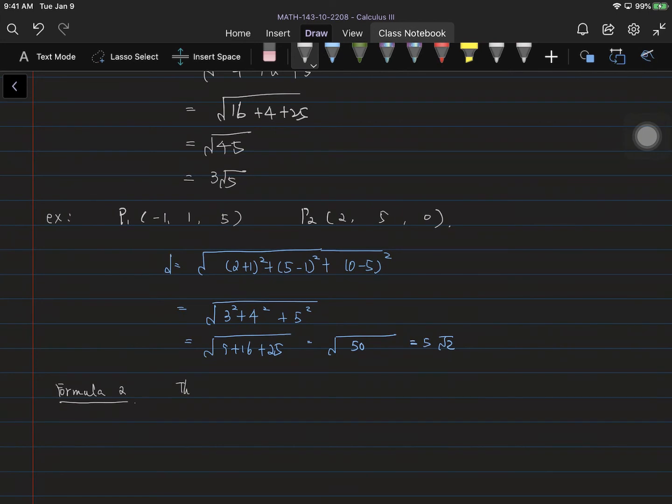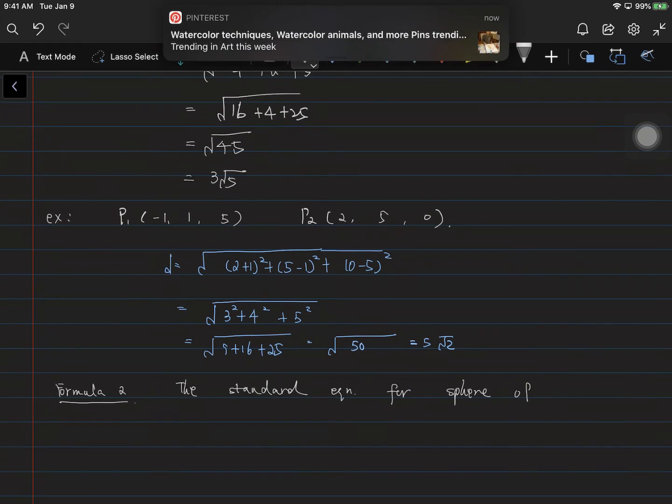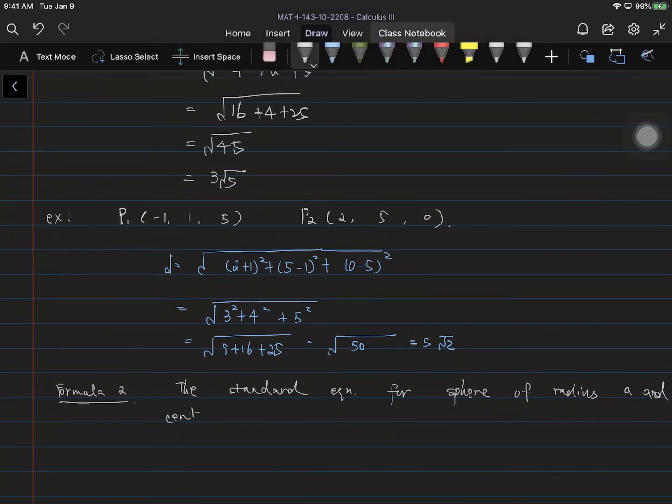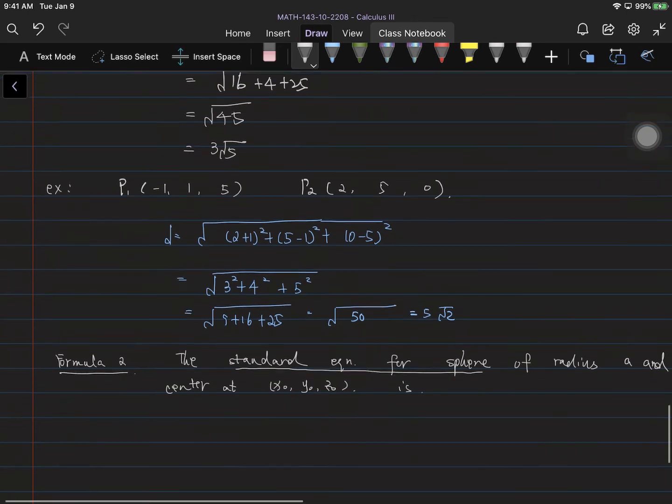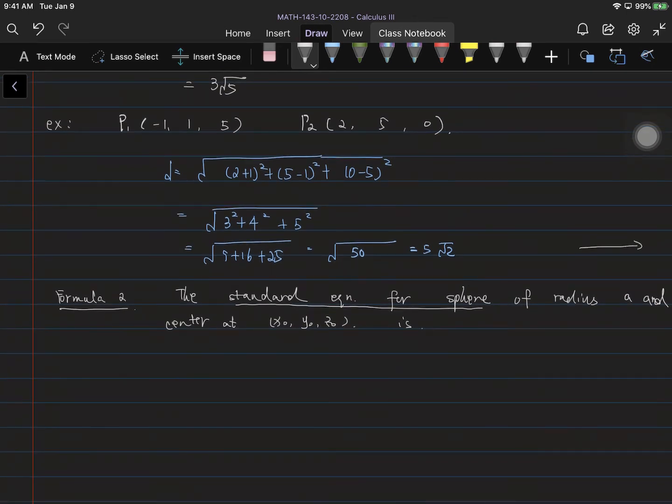It's called the standard equation for a sphere of radius a and center at (x0, y0, z0). Okay, yes, this one. Standard equation for a sphere. So it's similar to 2D.